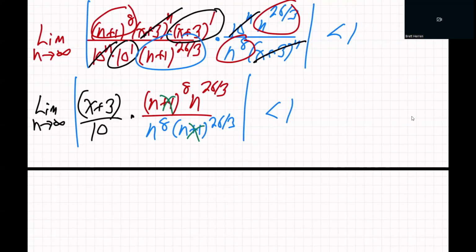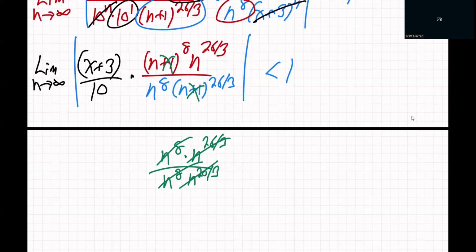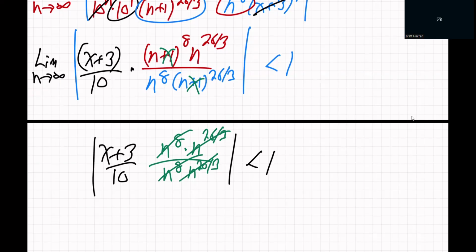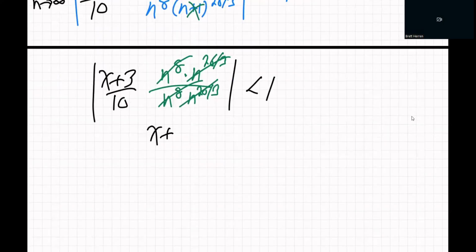So what does that mean? On the top there, that's n to the 8th times n to the 26 thirds over n to the 8 times n to the 26 thirds. They cancel, right? Because you get rid of the plus 1s because you're going to infinity. Plus 1 doesn't matter. So absolute value of x plus 3 over 10. We don't write the limit anymore. We did the limit. So now we have absolute value of x plus 3 over 10 less than 1.